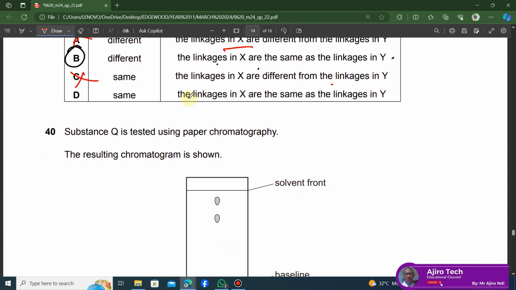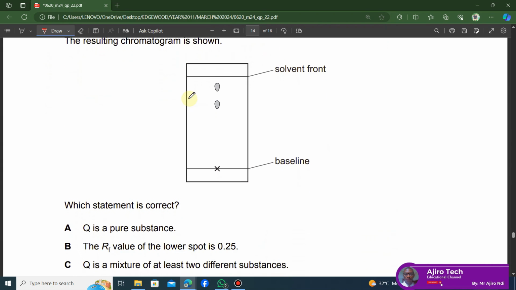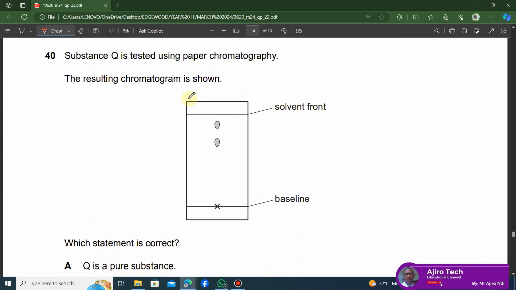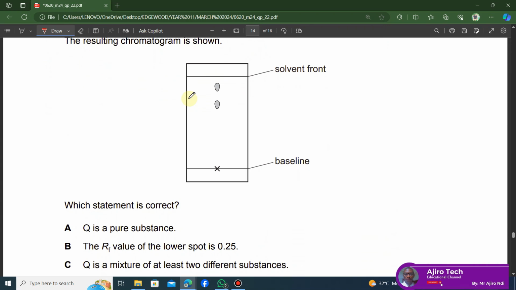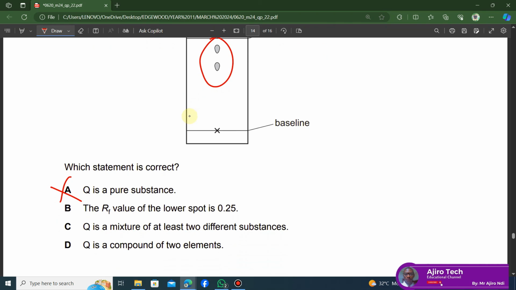Okay, so we move to the last question. Substance Q is tested using paper chromatography, and this is the chromatogram. Which statement is correct? You can see that we have two substances here. So Q is not a pure substance. If it were a pure substance, you would have just a single spot. We are not concerned with the Rf value here because we have nothing to estimate the Rf value. Q is a mixture of at least two different substances. This is correct. Q is a compound of two elements? No, it's a mixture, basically.